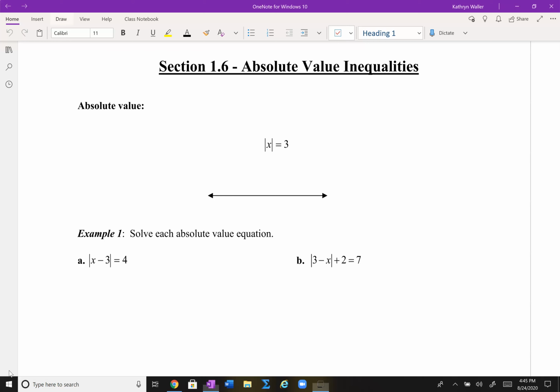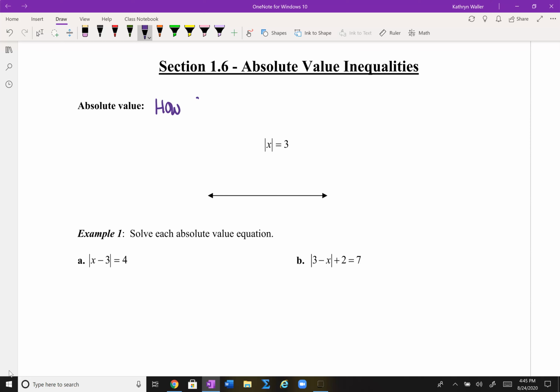Okay, so the first thing is absolute value. The definition of absolute value is how far a number is away from zero on the number line, okay? You're never going to be asked, what is the definition of absolute value? You know, repeat after me, or fill it in. You're never going to be asked to do that. But I think if you remember the definition of absolute value, then it's going to help you to do these problems correctly. So absolute value of x equals 3.